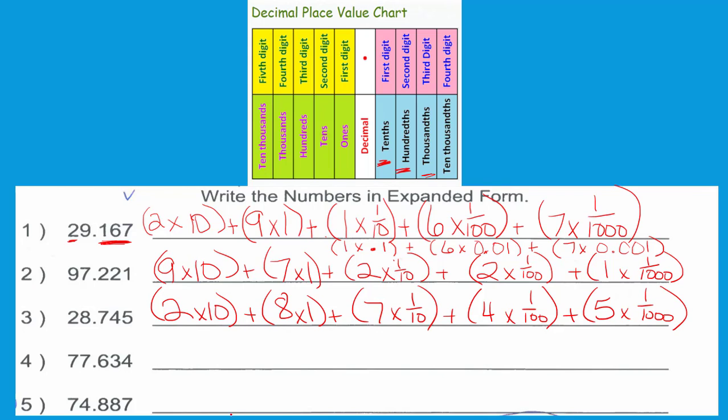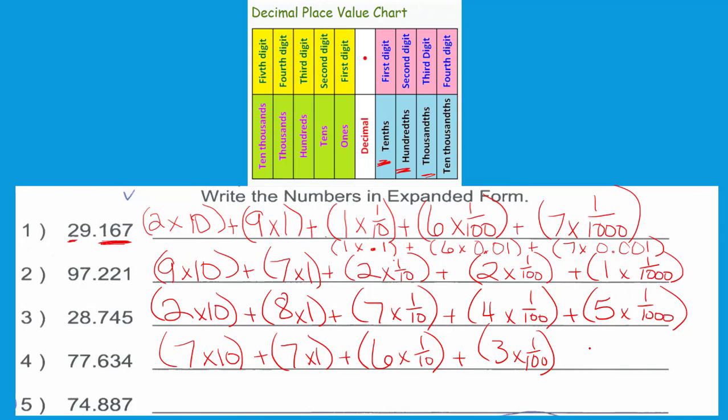Number 4, our first 7 is in the tens spot. The next 7 is in the ones spot. The 6 is in the tenths spot. The 3 is in the hundredths spot. And the 4 is in the thousandths spot.